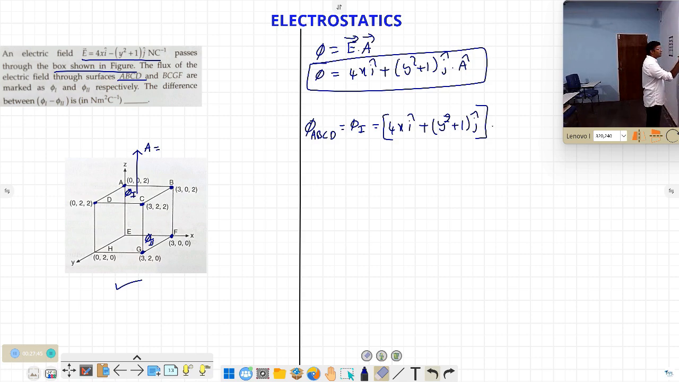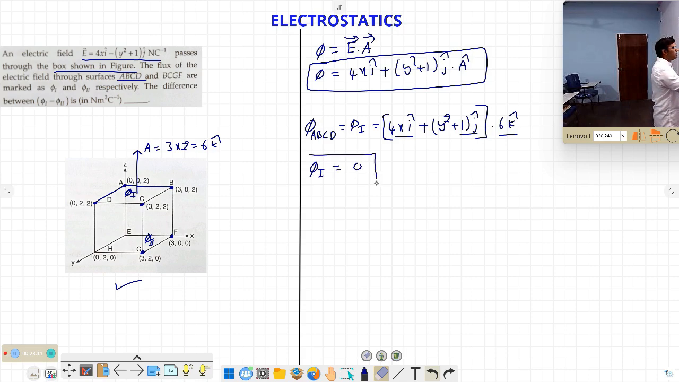What is the length here? This is nothing but length. What is the length along x-axis? That is 3, into breadth, that is along y-axis, that is 2. That I can write as 6 k cap, the area of this. So anyway, if you take the dot product, i dot k is equal to 0, j dot k is equal to 0. So the flux across the first surface is 0.